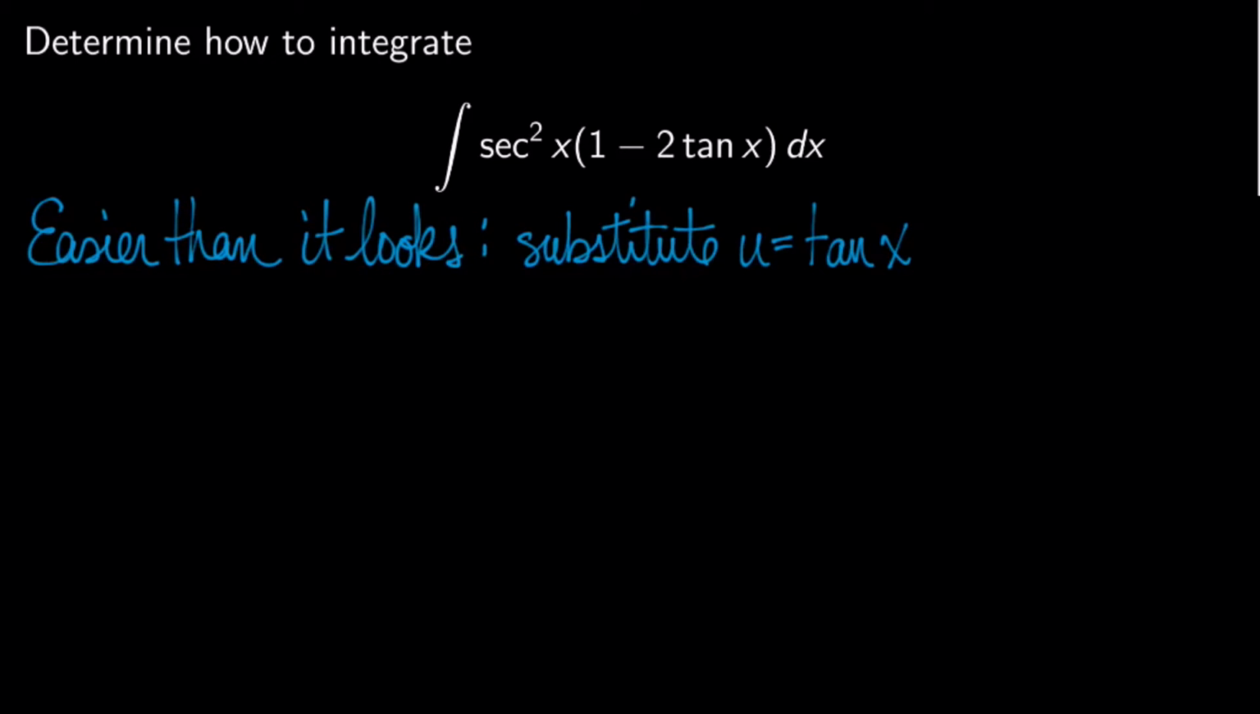I bet that if you were to actually break this up by this subtraction here, you might have an easier time. If you were to break it up into the integral of secant squared x dx, and then you have the integral of 2 secant squared x tan x dx, and do the substitution on the second guy, I bet you're going to have a better time.